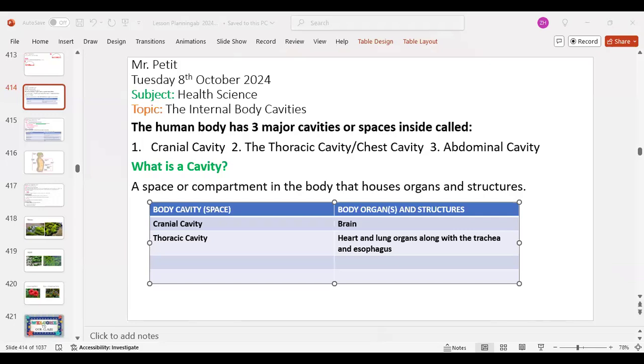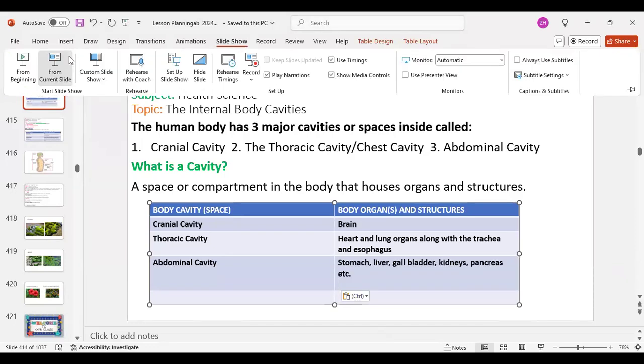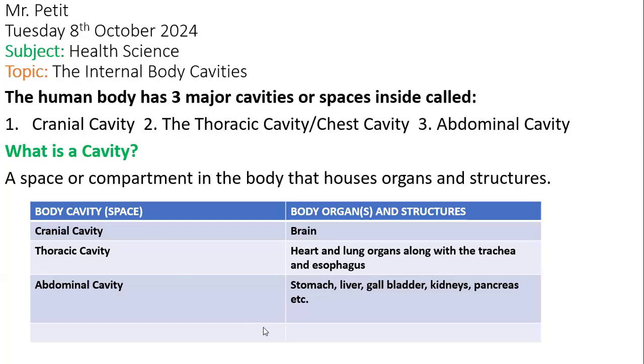Small intestine. The stomach. What else? Kidneys. The pancreas. So we have the stomach, the liver, the gallbladder, the kidneys, the pancreas, right? These are all a part of the abdominal cavity. So write that down for me, please.